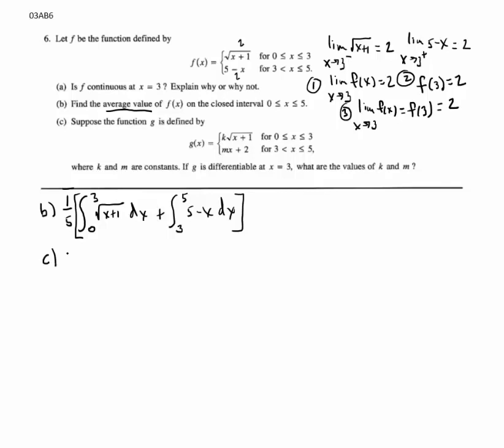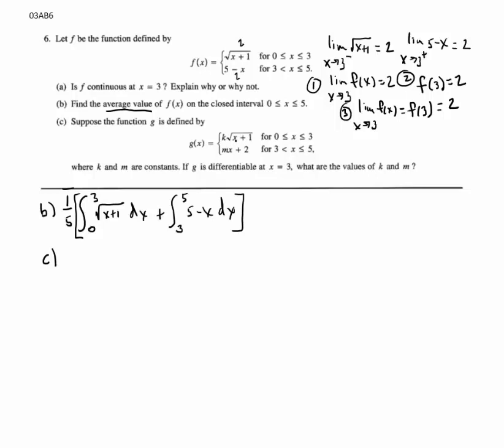All right, for C, now we have a function g. So we have a function g that's a piecewise function, and it's defined by these two pieces. Again, k and m are constants. If g is differentiable, that means g is also continuous, which also means the limit exists as you approach 3, and you're trying to find the values of k and m. Okay. So the first thing I'm going to do is plug in 3 for both of them, just like I did up here to show that the limit exists.